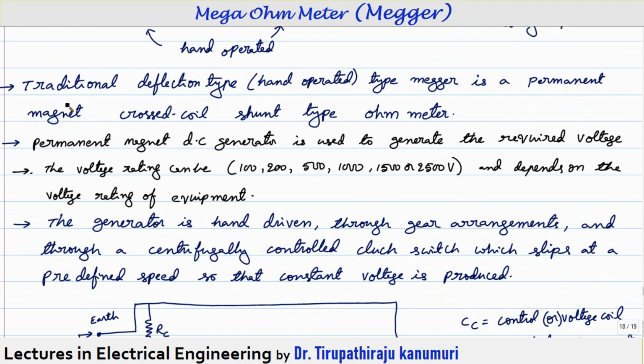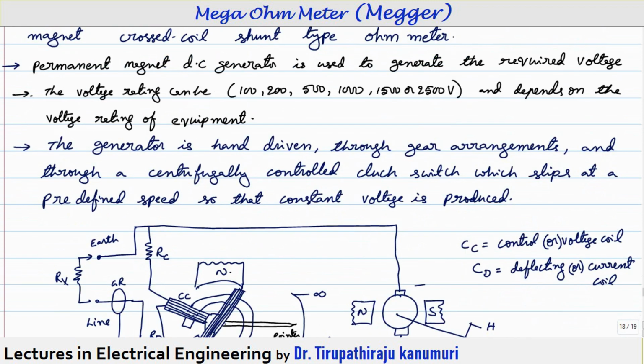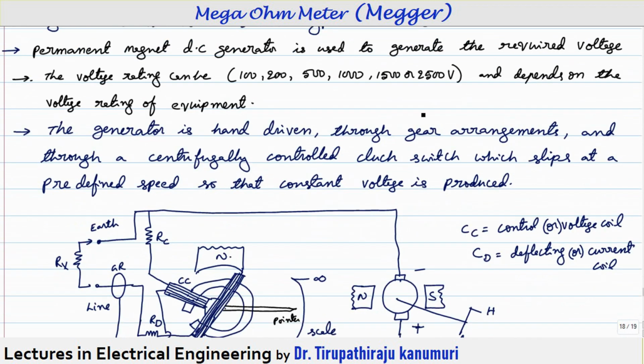This is the traditional one, because the hand operated Megger is also called a deflection type Megger. It is a permanent magnet crossed coil shunt type ohm meter. There are basically two types of ohm meter. We will discuss what this cross coil shunt type is, how the ohm meter works, the working principle, torque equation and others while discussing analog instruments. Here I will explain only the basic working principle required to understand the Megger. The remaining details will be discussed in analog instruments after learning the basics of how the instruments work.